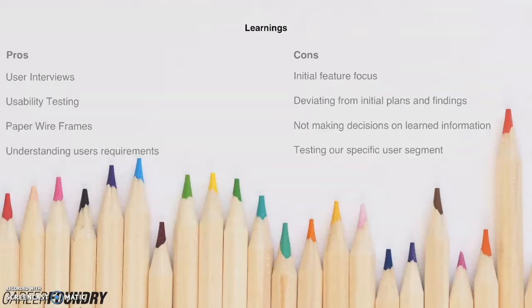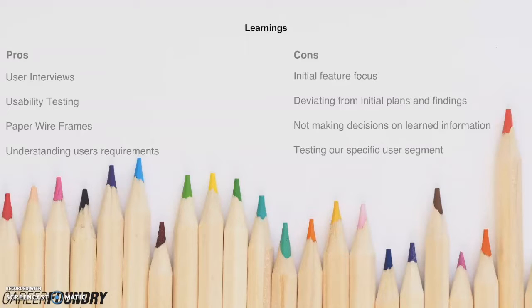So our learnings, the pros: user interviews were very, very useful for us. They gave us some insight into what people actually used vocabulary apps for and how they used them. Usability testing, it was like gold dust, really. It just showed some really obvious flaws with the design, and because it was only paper and pen, we could just go straight back and redesign. Paper wireframes there, also fantastically useful. And understanding our user requirements gives you a really, really good focus and direction for the application.